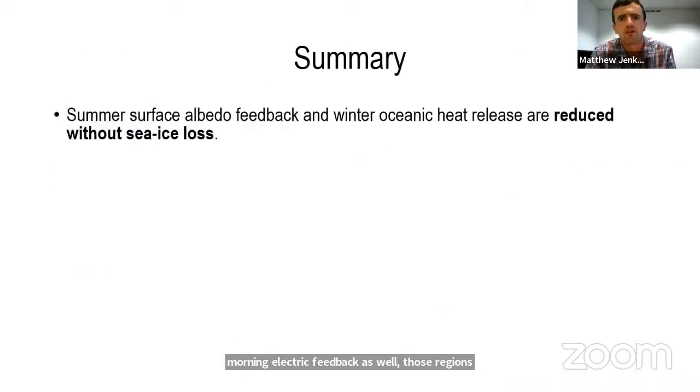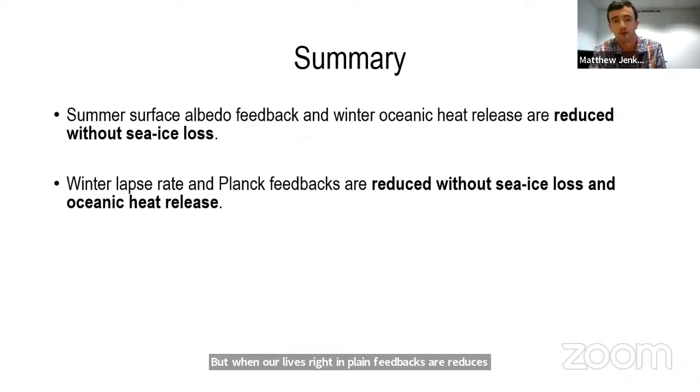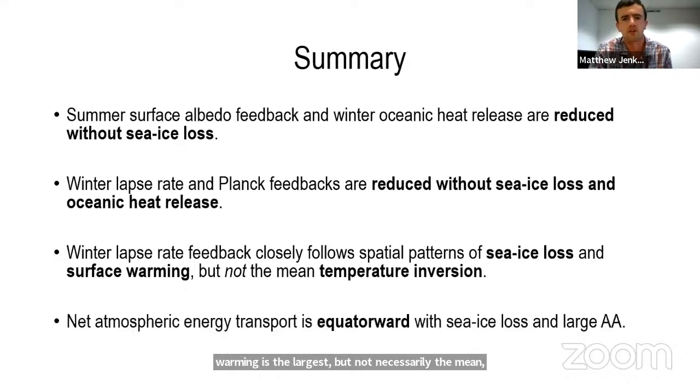So just to briefly summarize here, the summer surface albedo feedback and winter oceanic heat release are reduced without sea ice loss. The winter lapse-rate and Planck feedbacks are reduced without the sea ice loss and the oceanic heat release during the wintertime. And also we found that the winter lapse-rate feedback closely follows the patterns of sea ice loss, where the surface warming is the largest, but not necessarily the mean temperature convergent conditions. And also we found that in the fully coupled case with large sea ice loss and surface warming, the net atmospheric energy transport is equatorward and not poleward. So this suggests that large AA causes an equatorward atmospheric energy transport.